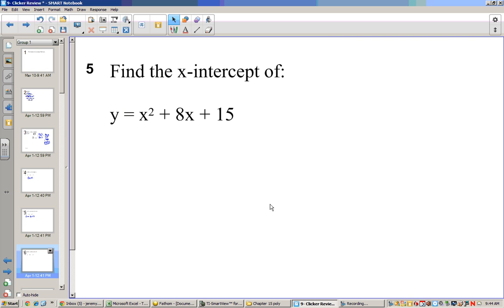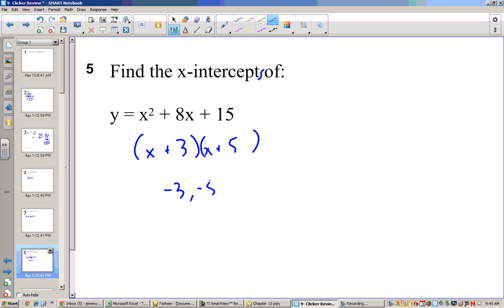Now find the x-intercepts of this. Hopefully you're done with this. So you set each of these equal to 0. So negative 3 and negative 5 are the x-intercepts.